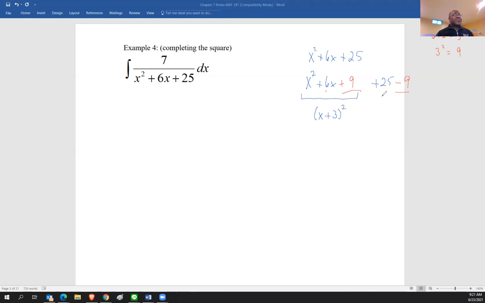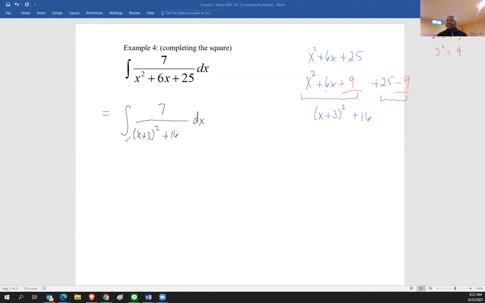Now, what about the stuff we pushed off to the side? Well, we can combine those two, 25 minus 9, that's going to give us 16. And so now the completed square form of x squared plus 6x plus 25 is going to be equivalent to x plus 3 quantity squared plus 16. So now let's bring that back to our integral problem. This integral will be equivalent to the integral of 7 over x plus 3 squared plus 16 dx.